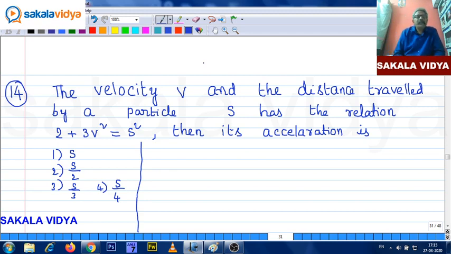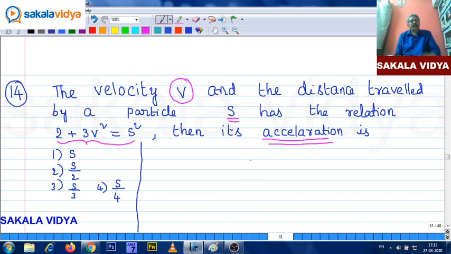Right now, the velocity v and distance travelled by a particle s has a relation, 2 plus 3v square is equal to s square. Then we need to find out acceleration. Acceleration means dv by dt we need to find out. So, what is given here? Relation we have 2 plus 3v square equal to s square.